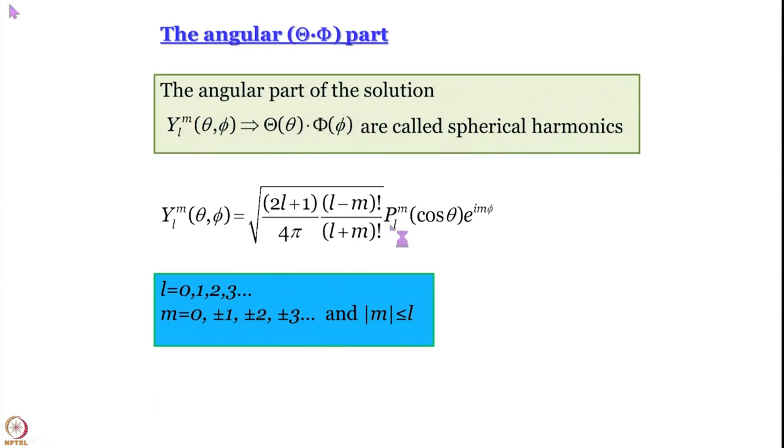But before we go there, let us just summarize this part. The angular part is the same as what we got for the rigid rotor. We have a constant which is a function of l and m multiplied by a Legendre polynomial in cos theta. This form of Legendre polynomial depends on l as well as m, that is multiplied by e to the power i m phi, and l ranges from 0, 1, 2, 3 in principle up to infinity. But again, when we discuss the r dependent part in the next module, we will put a limit to the allowed values of l there as well. And m is 0, plus minus 1, plus minus 2, plus minus 3, mod m less than or equal to l.